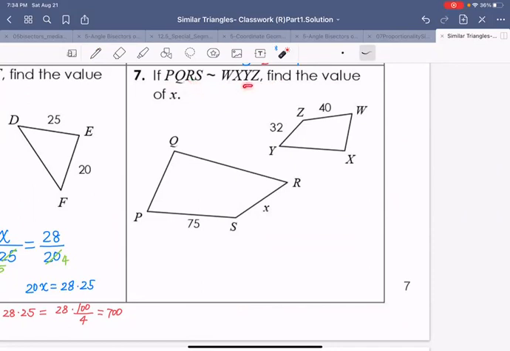SR over who? SR over ZY. This is SR, this is ZY. And then PS over WZ. PS over WZ. You got it. Very good. Now we plug in the numbers, please.